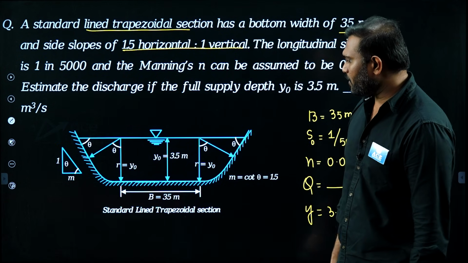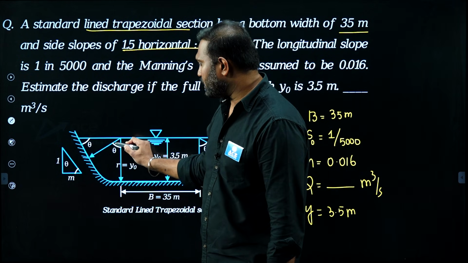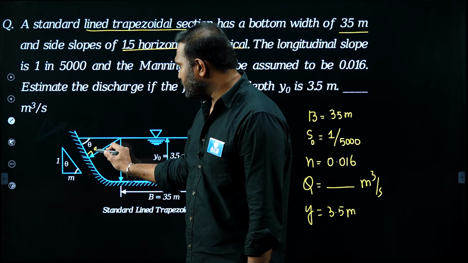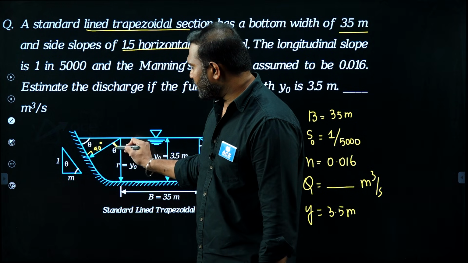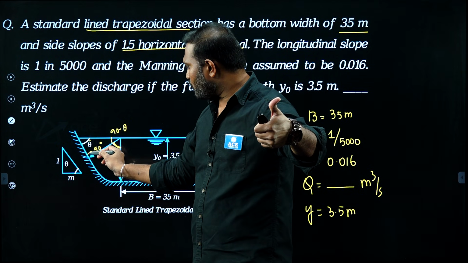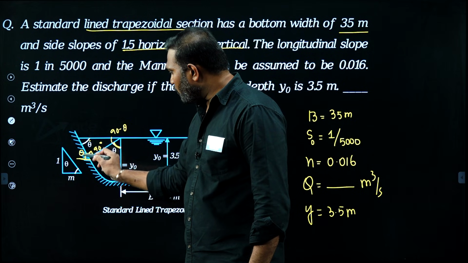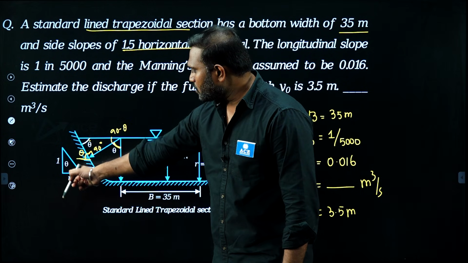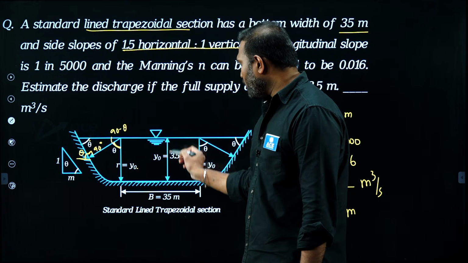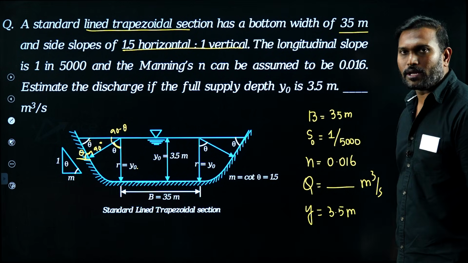If you see the figure carefully, observe the angle present over here, this angle theta, right? Angle theta, and this angle is 90 degrees in between these two. If this is theta, then what is this? 90 minus theta, right? And if this is theta, then what is this angle? 90 degrees only. And if this is theta, the outer angle is also going to be theta. So that is what they mention. The radius is given as y0, and the depth y0 is nothing but how many meters? 3.5 meters. So everything is given over here.